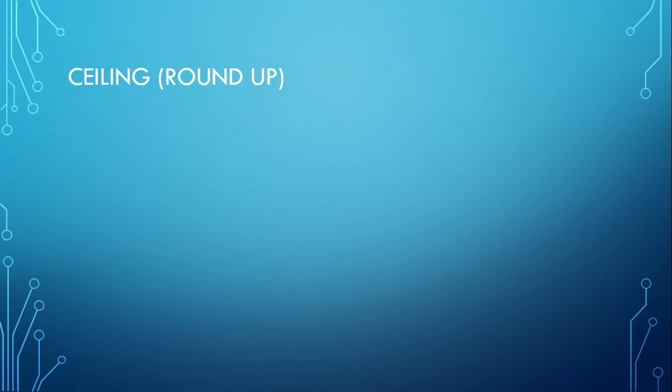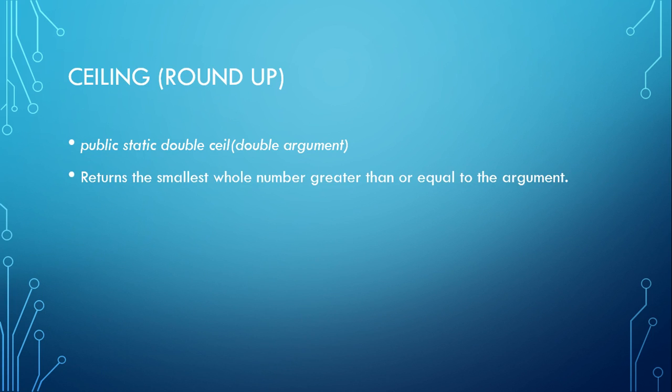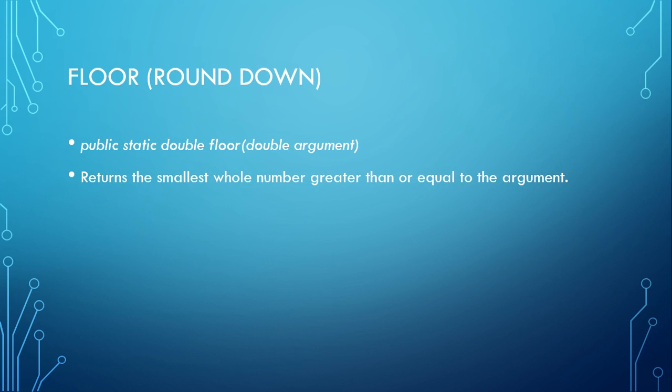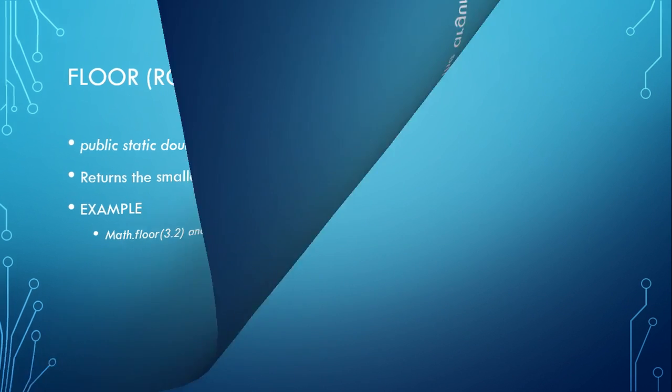Next is the ceiling function, which rounds up. Public static double ceil, double argument, returns the smallest whole number greater than or equal to the argument. So in our example, Math.ceil(3.2) and Math.ceil(3.9) will both return the value of 4.0, no matter what, it's going to round up. Comparatively, we also have the floor function, which rounds down. Public static double floor, double argument, returns the largest whole number less than or equal to the argument. So for example, Math.floor(3.2) and Math.floor(3.9) will both return 3.0.